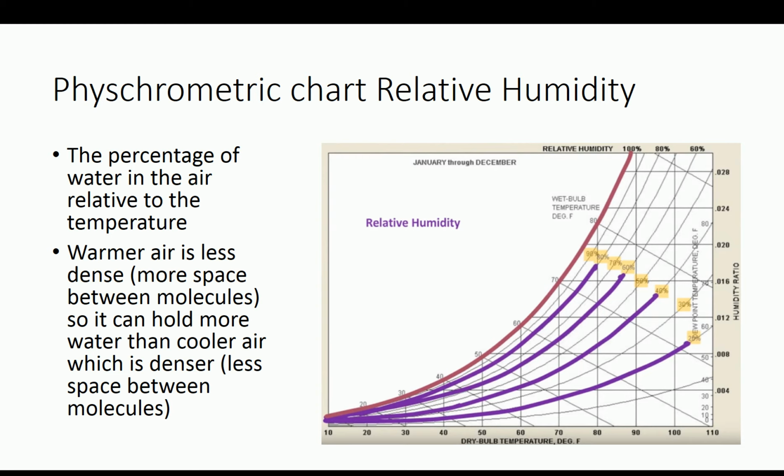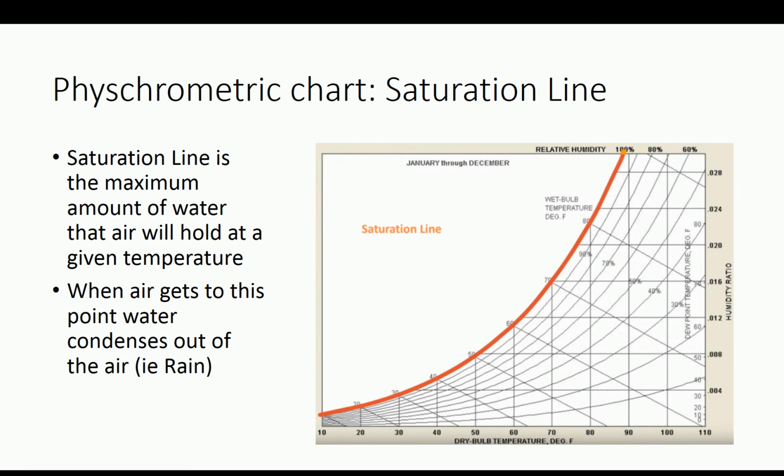And relative humidity is basically taking the lines of water in the air and relating them back, right? You can use those to relate back to the dry bulb temperature. All right? Now, there's a special line in relative humidity, right, that is called the saturation line. The saturation line is when there's no more room for any more water in between the air molecules. Notice that the saturation line is really big in the hotter temperatures and really small in the lower temperatures.